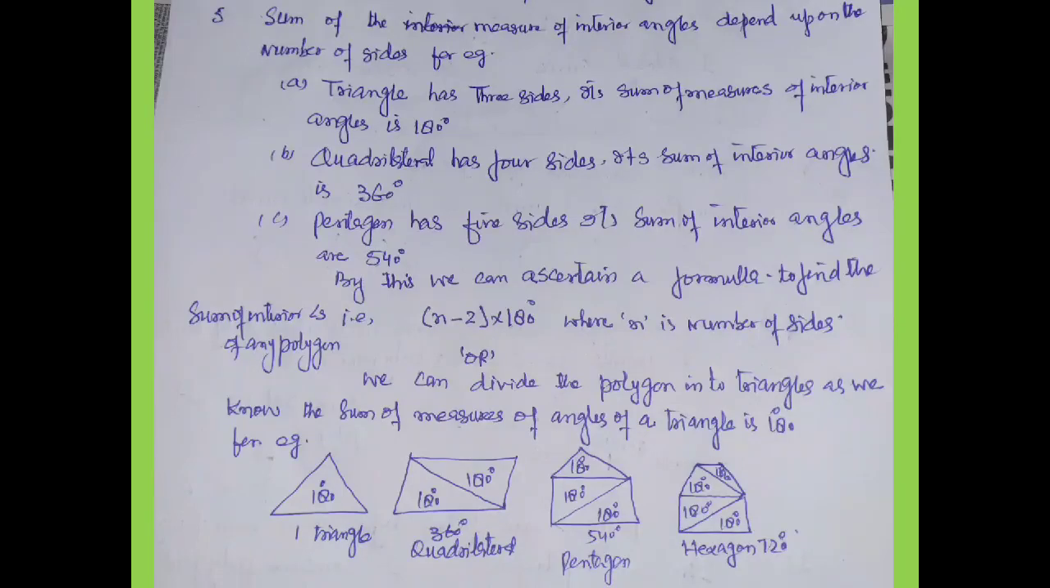If we have a pentagon, we can divide the pentagon into three triangles. So we can sum up the interior angles of three triangles, that is equal to 540 degrees. And the same is the case with the hexagon. We can divide the hexagon into four triangles and find the sum of the interior angles of the hexagon, that is 720 degrees.